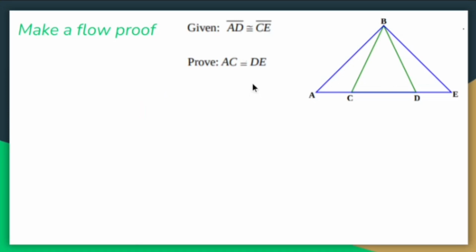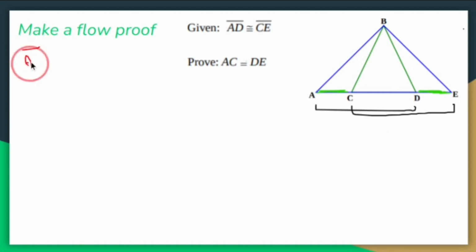So I'm going to prove this by making a flow proof. What do I got? I am being told that segment AD is congruent to segment CE. And I need to prove that AC is equal to DE. These are segments made up of one or two more segments. Probably we're going to deal with the segment addition postulate, but I don't want to take away from the excitement of finding out what's going to happen. Let's just get started.